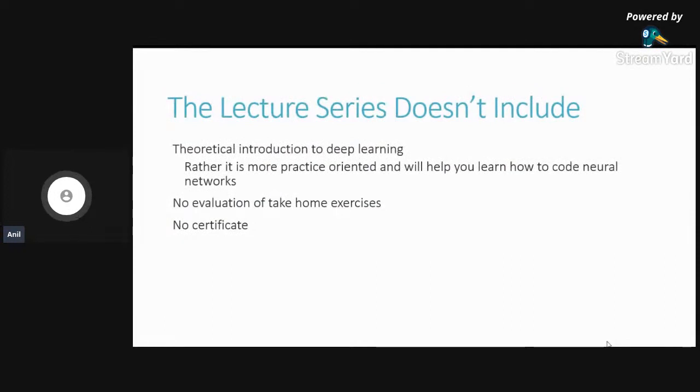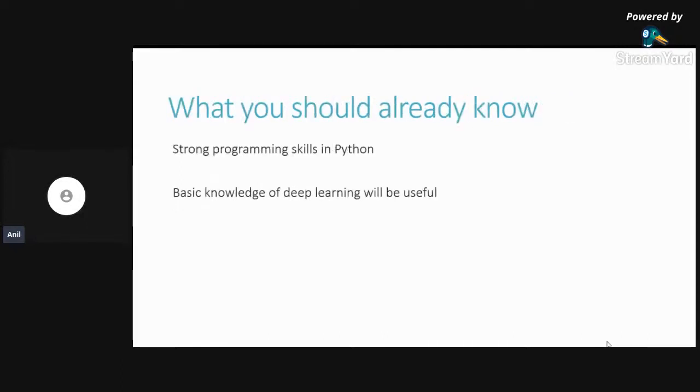So before proceeding with the tutorial, I just want to make clear what this lecture series doesn't include. It doesn't include theoretical introduction to deep learning. Rather, it is more practice oriented and will help you to learn how to code neural networks. There will be no evaluation of the take-home exercise, and there will be no certificate. What you should already know for this tutorial is that you should be strong in Python. If you don't know Python, I would suggest you refer to some online tutorial or maybe email me. I will give you some references. If you have some basic knowledge of deep learning, that will be helpful.